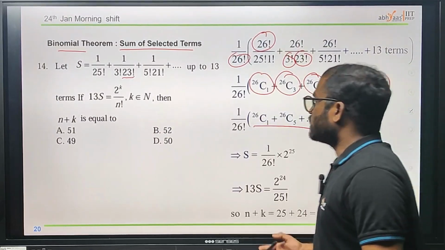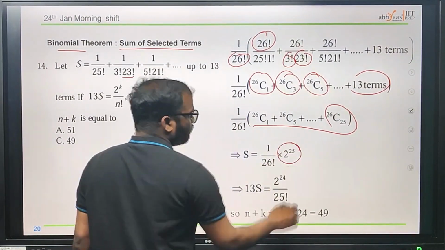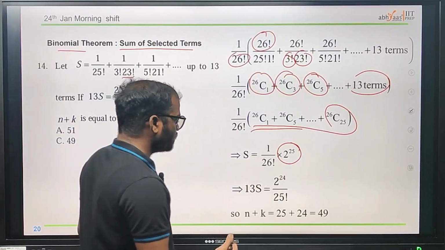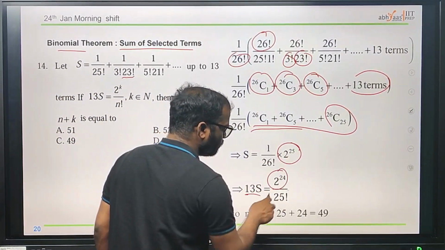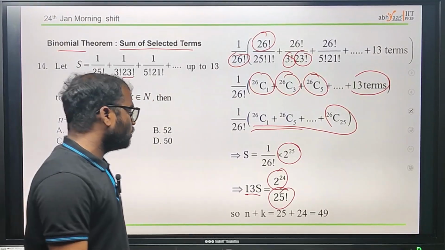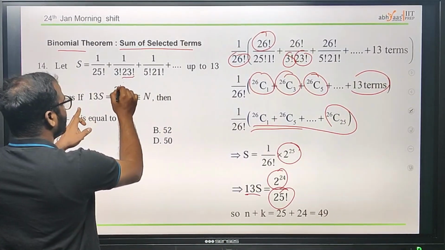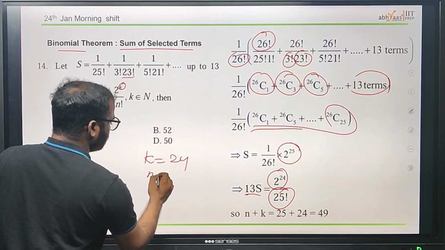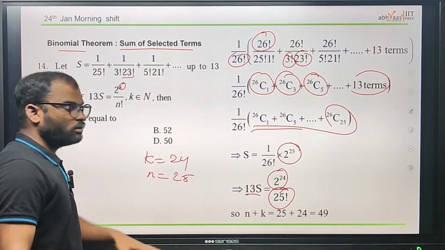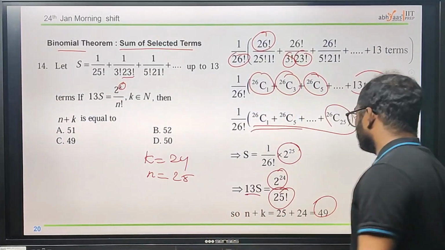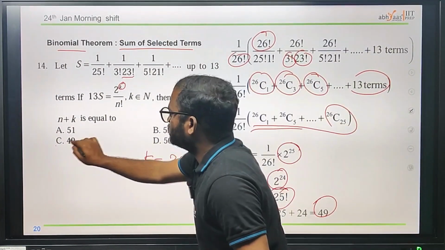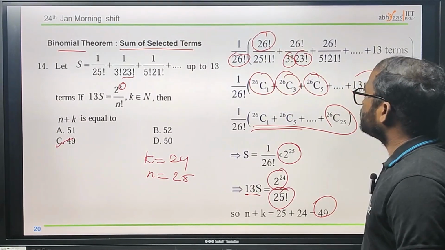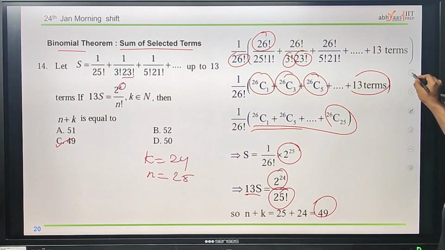Now using the sum, we have 2 power 25 for this value. Next, 1 by 26 factorial, thus that will be 13 times 2 power 24 by 25 factorial. That's how we got 2 power k, where k is equal to 24, and n is 25. Therefore 49 is our answer. Okay, 49 is our answer. Just a simple thing: you need to multiply and divide with 26 factorial, and the rest is easy for you.